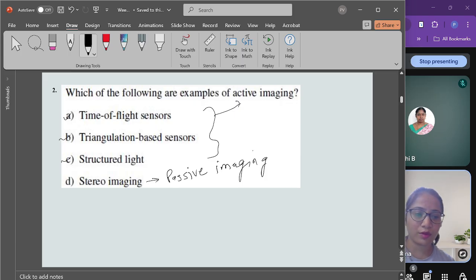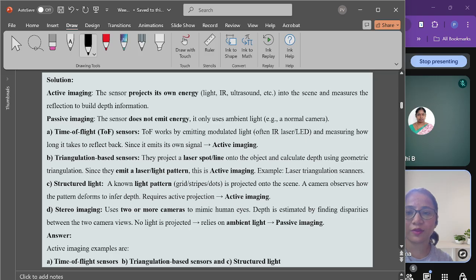Okay, so I will go through the detailed solution here. First, we will see active imaging and passive imaging. So active imaging uses sensors that project their own energy, like light, IR, ultrasound, etc., and measure the reflection to get depth information, while passive imaging uses sensors that do not emit any energy. It only uses the ambient light or a normal camera.